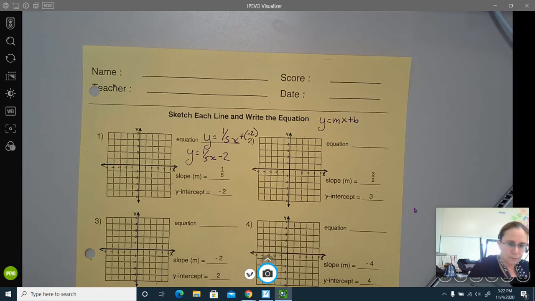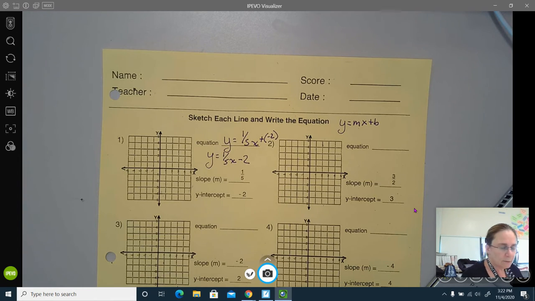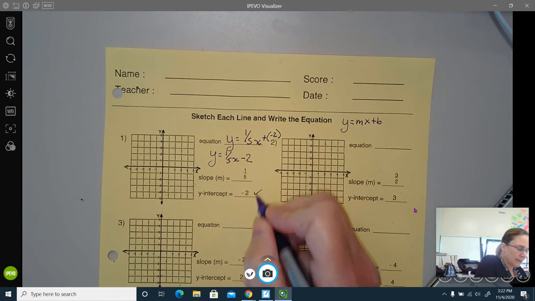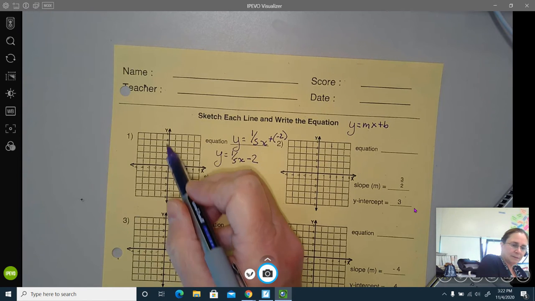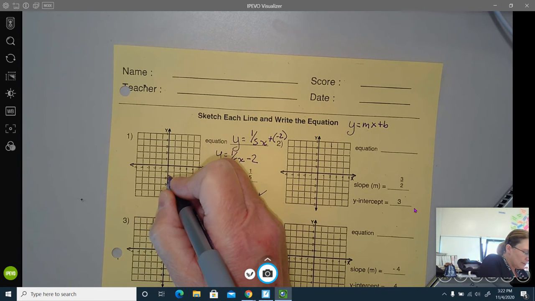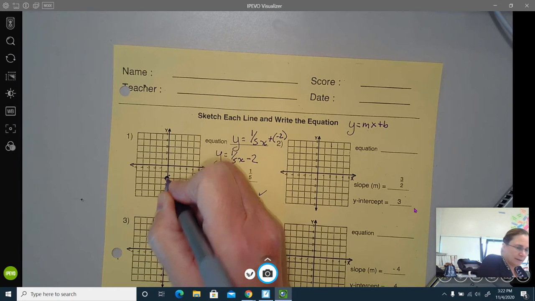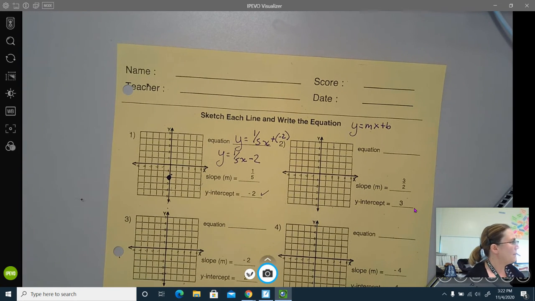Now when we graph it, the first thing you want to look at is the y-intercept, -2. So you find your y-axis right here, and you find the -2, and you make a point there. So that tells you that the line that we're going to make has to go through that point. It's a perfect point.